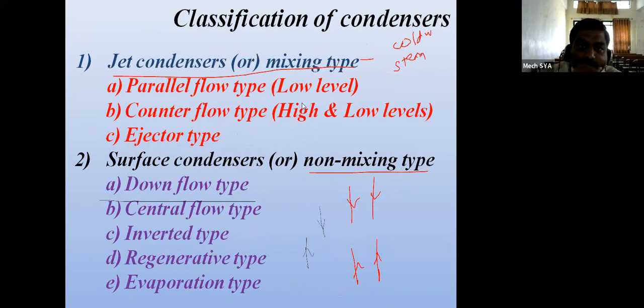So I request somebody to reply. There are two types of condensers. One is jet condensers, also called direct type of condenser, or mixing type. Another type is called surface condenser, also called non-mixing type, or indirect type of condenser. So I want some definition from some of you. What is meant by jet condensers? Jet condenser means what? Anybody of you?